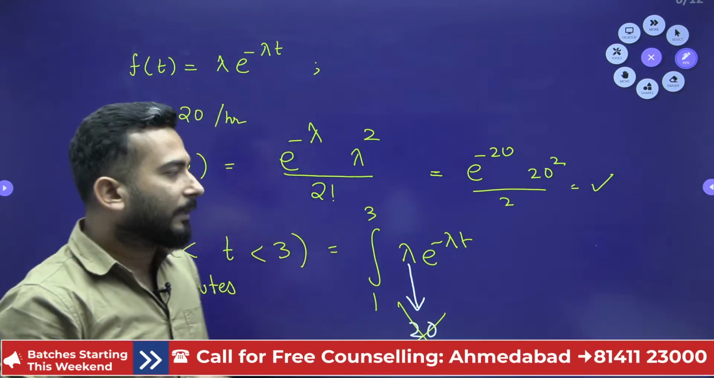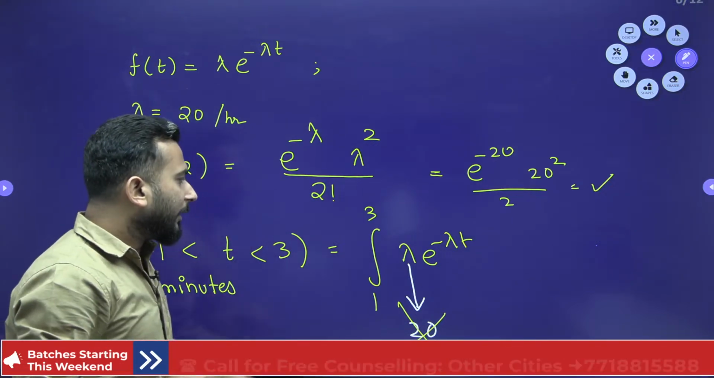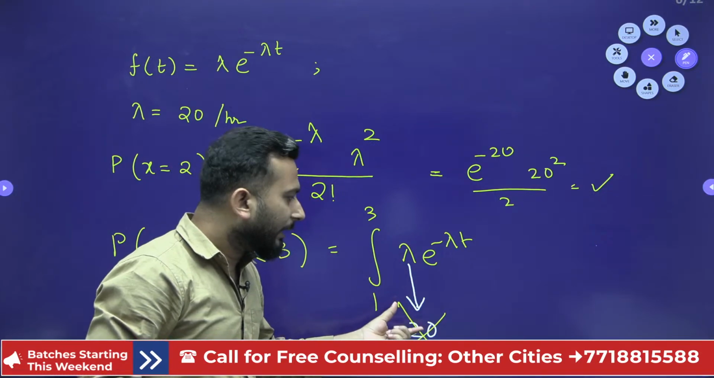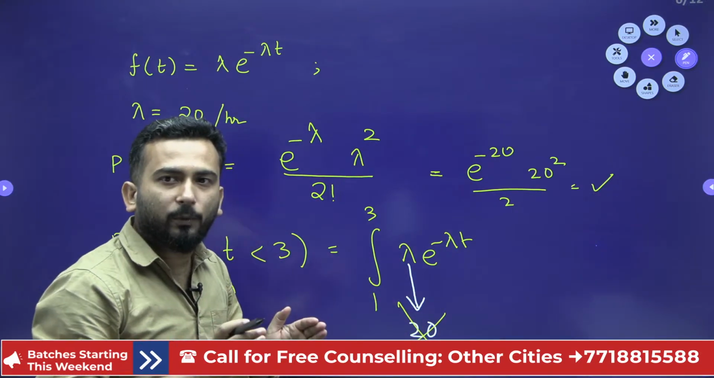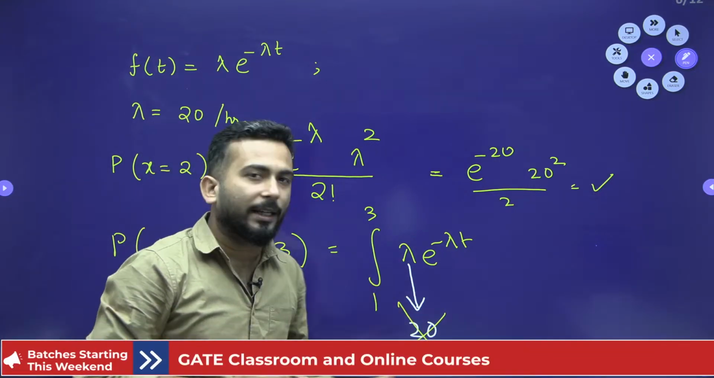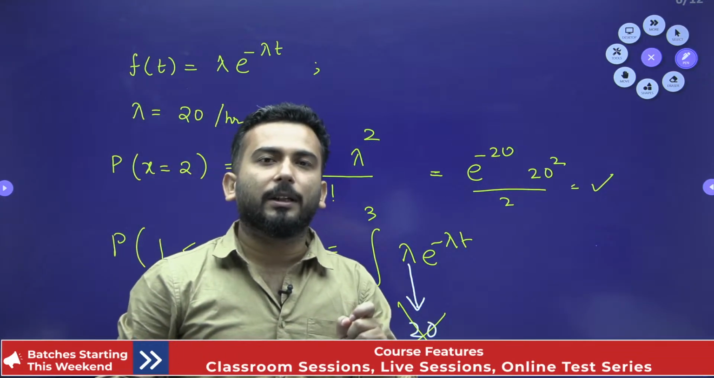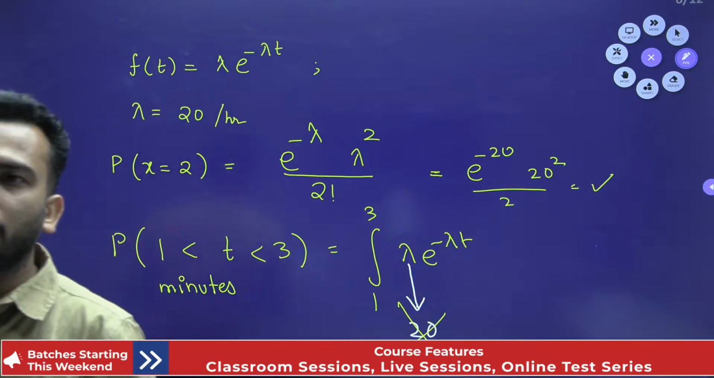Sir, why? It is because you are dealing in minutes, the examiner is asking the question in minutes, and you are putting lambda as 20 per hour. How is it possible, my dear friends? How is it possible?